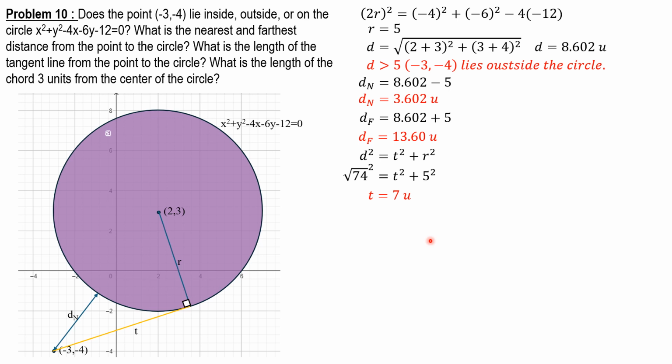Then what is the length of the chord 3 units from the center? So we have a chord here, and this is 3 units. The radius is 5 units. This is 3 units, so this must be 4. L sub c over 2 is half of the length of the chord, which should be 4. So L sub c is 8 units. So that's it for this problem.